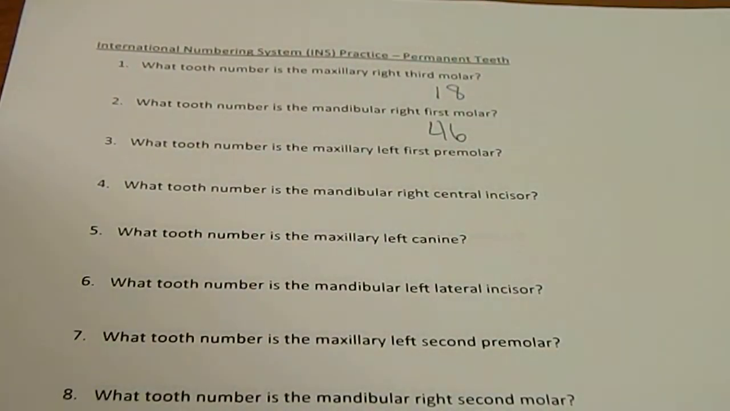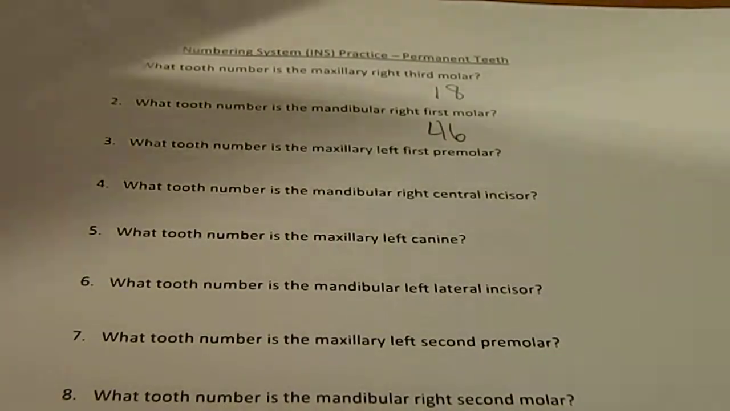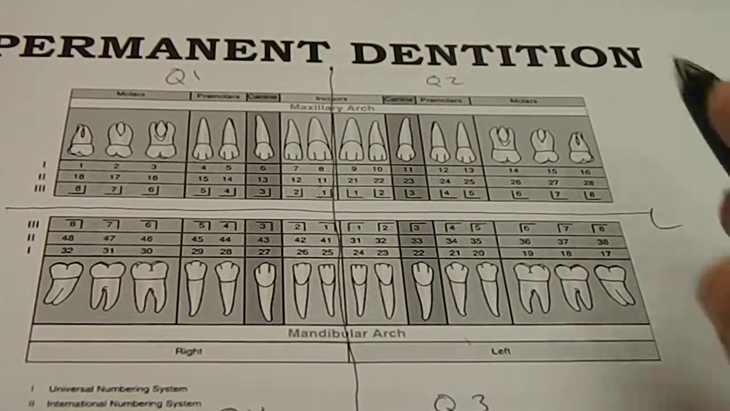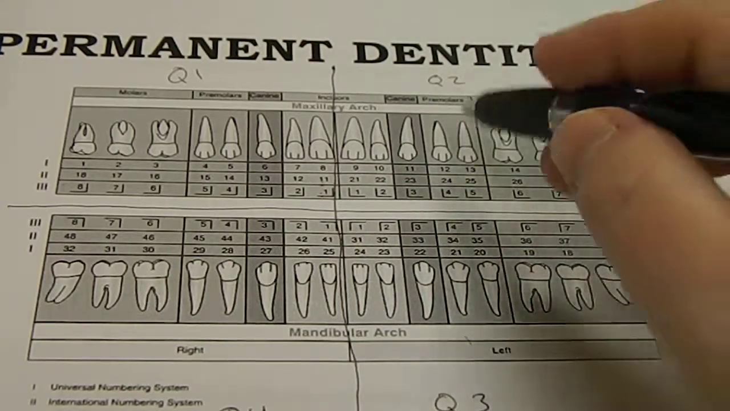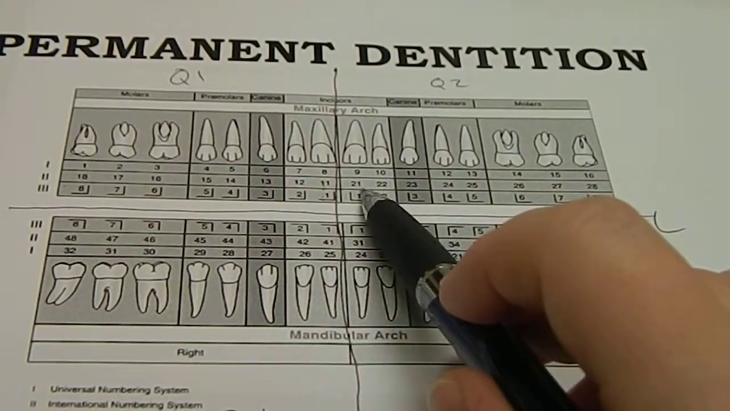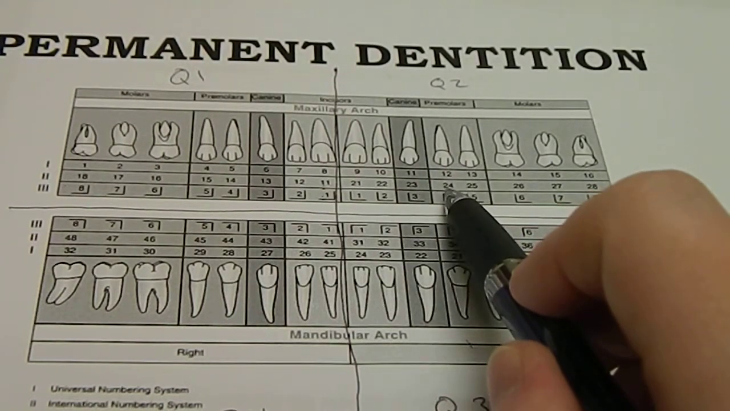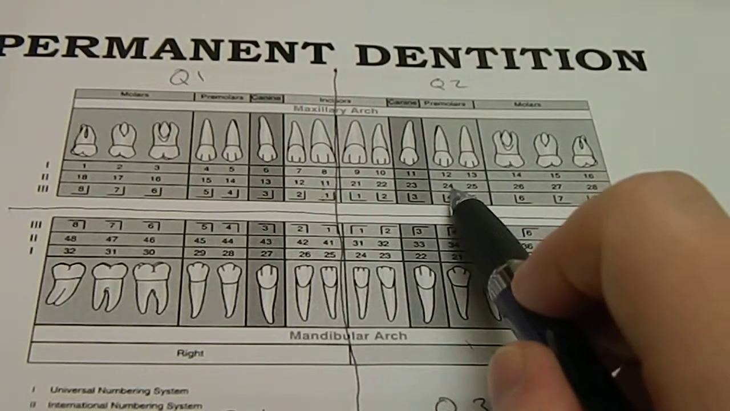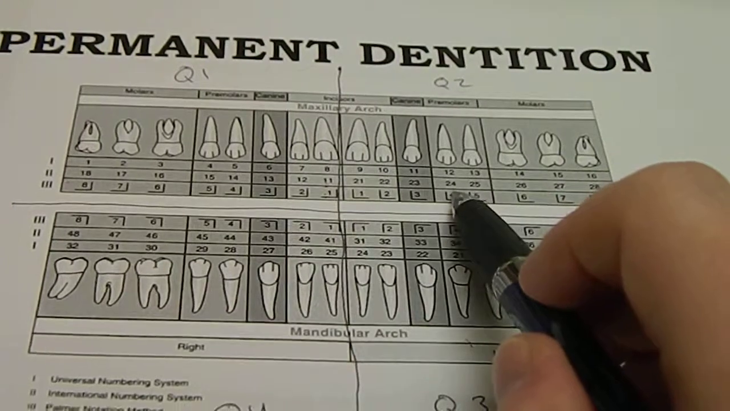Okay, our maxillary left first premolar. So now on the left-hand side, maxillary would be quadrant 2, and our first premolar would be here. So 1, 2, 3, 4. So this would be number 24, 24.